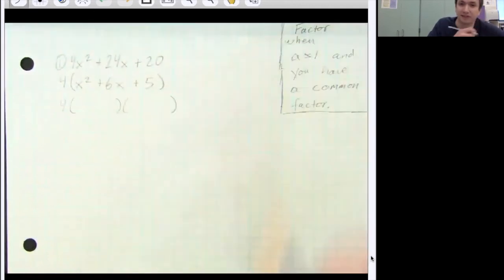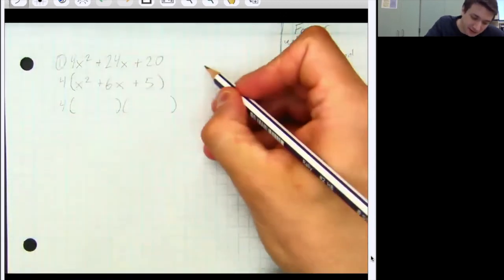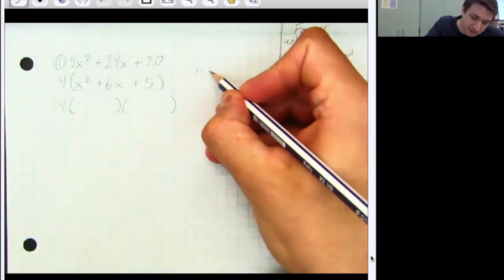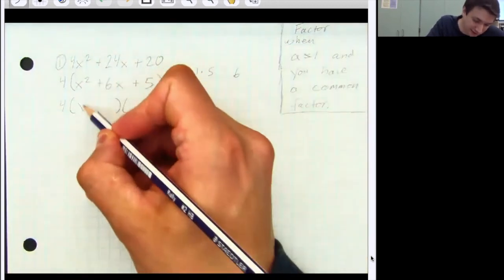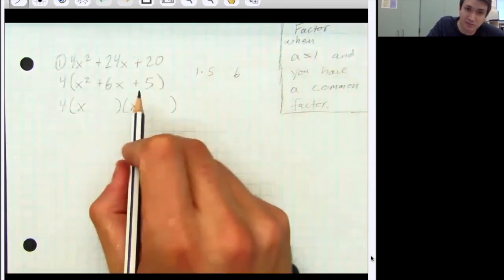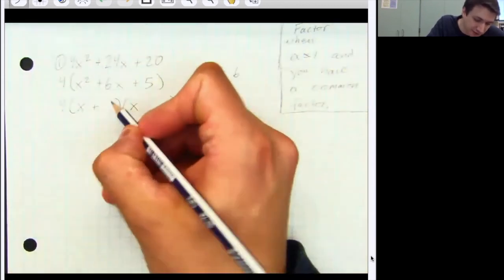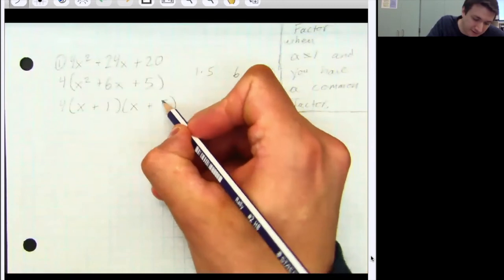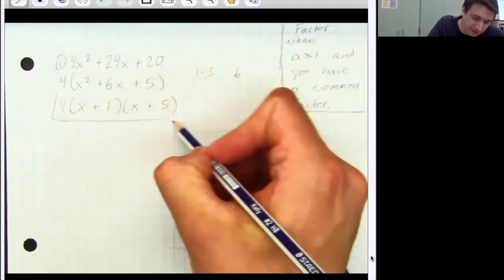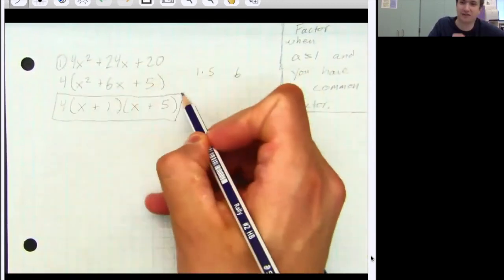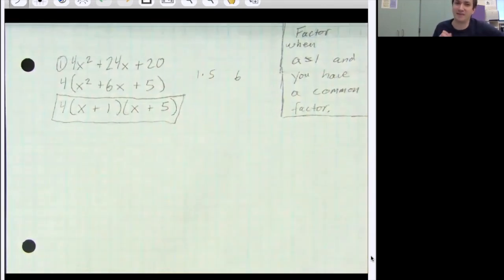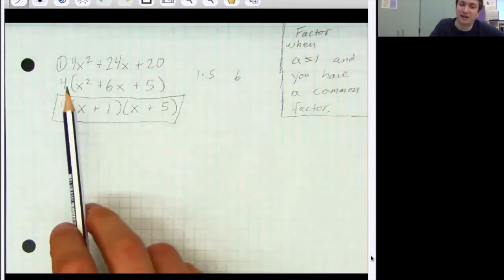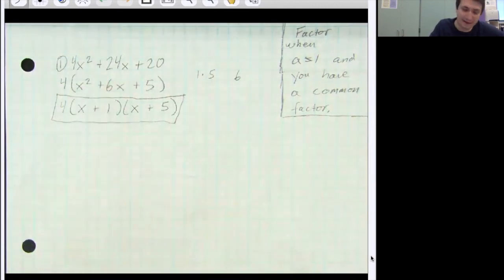And so I'm asking myself, what are the factors of 5 that make 6? Let's see, that'd probably be 1 times 5, right? Those would add and make 6. So there's only one way to make x squared. That's x and x. All these are positives, so it doesn't matter which one goes first. I'll put the 1 there and the 5 there. And there is my answer. Isn't that so much better than having to go through that long process that you learned about? Like I said, this doesn't work every time. It only works when you divide out a common number right from the beginning. Okay, let's try another one.